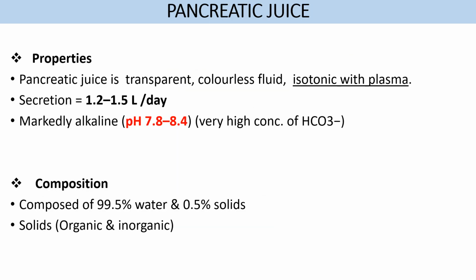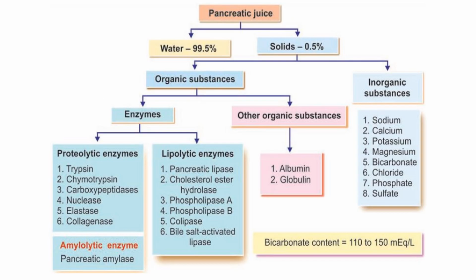The pancreatic juice is a transparent colorless fluid that has a pH of 7.8 to 8.4, that is, it is alkaline in nature. The daily secretion of pancreatic juice is around 1.2 to 1.5 liters. Pancreatic juice is made up of 99.5% water and only 0.5% solids. Here in this flow chart, you can see the various organic and inorganic substances that are present in pancreatic juice.